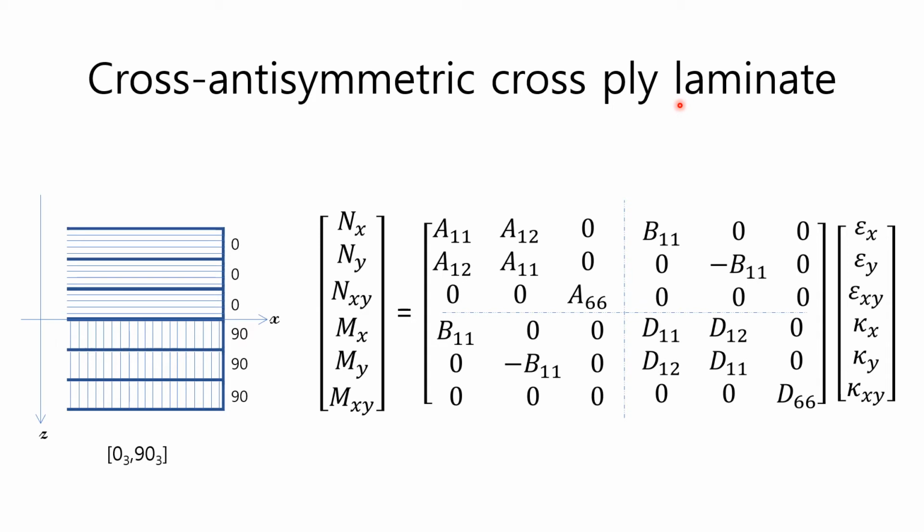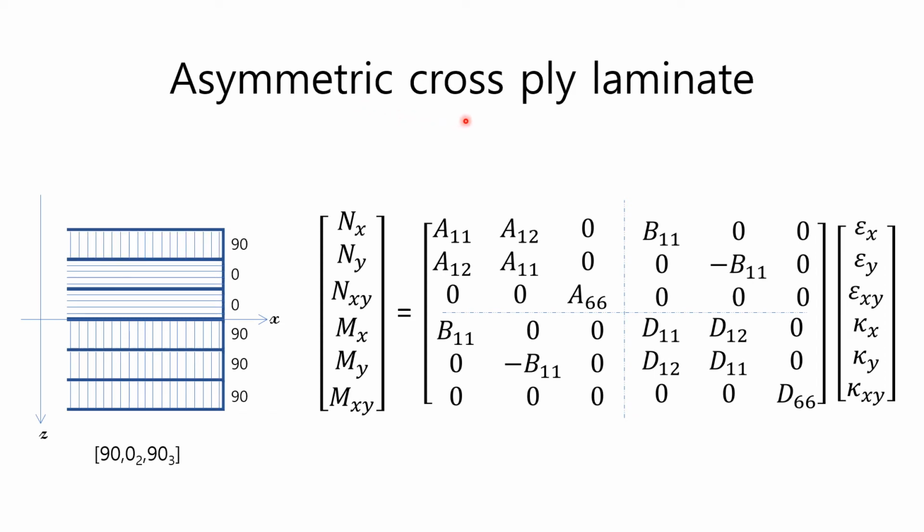In the cross-antisymmetric cross-ply laminate, the elements of the B matrix are not equal to zero, but A16, A26, B16, B26 are all equal to zero. Therefore, there will be no plies tear. A symmetric cross-ply laminate has the same stiffness matrix distribution as that of the cross-ply antisymmetric one. The elements of the B matrix are not equal to zero, but A16, A26, B16, and B26 are all equal to zero. Therefore, again, there will be no plies tear.